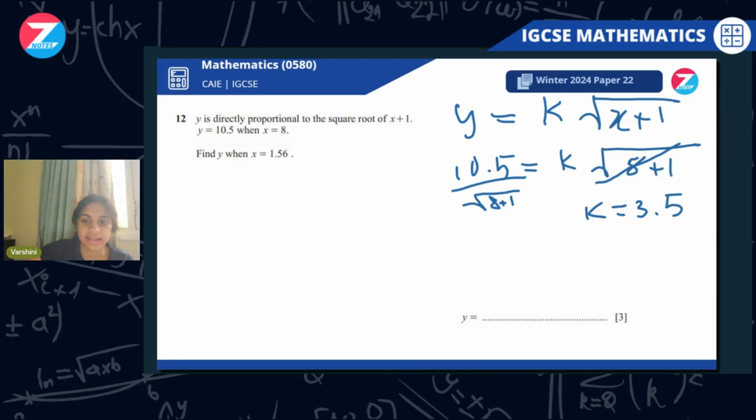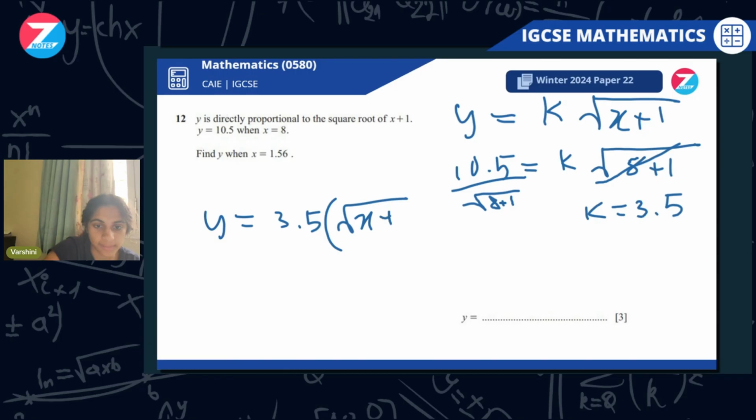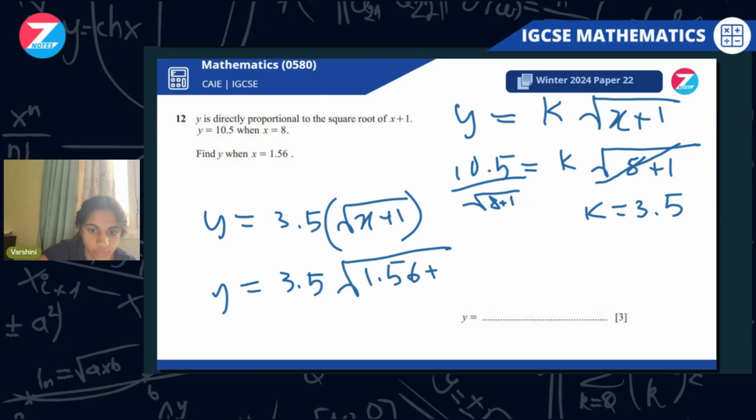So now we can rewrite this equation and say y equals 3.5 times root x plus 1. Now they want us to find y when x equals 1.56. So again, all we need to do is put x right in here and say y equals 3.5 times root 1.56 plus 1, which should give you 5.6. And so that's our y answer, 5.6.